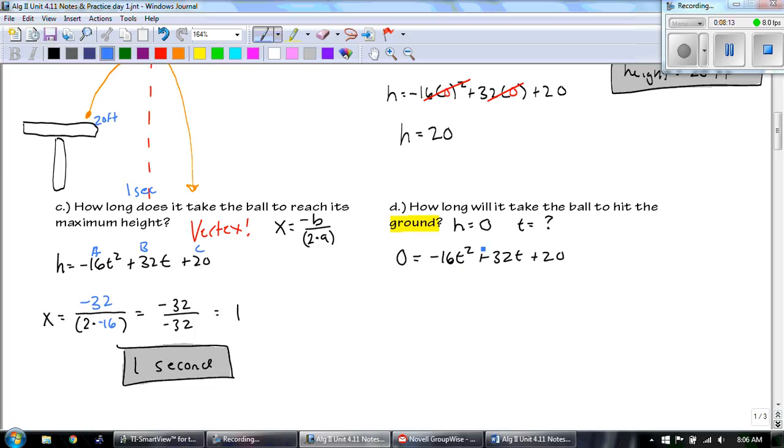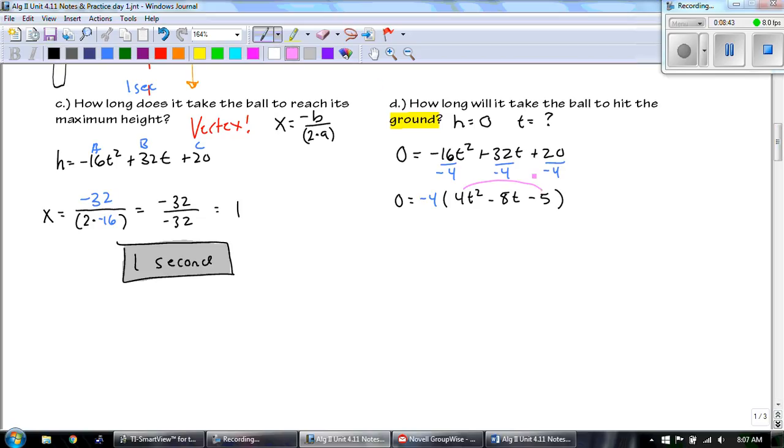Okay, we always check, is there a GCF? And there is. I can take out a negative, but I can also take out a 4. So I have 0 equals negative 4 out front, and then I have 4t squared minus 8t minus 5. And then we would treat this like any other time we factor, where we're trying to find what numbers multiply to get to negative 20 and add to get to negative 8. So the factors of 20 are 1 and 20, 2 and 10, 4 and 5. The only way to get there is with 2 and 10. And if the 10 is negative, it works.